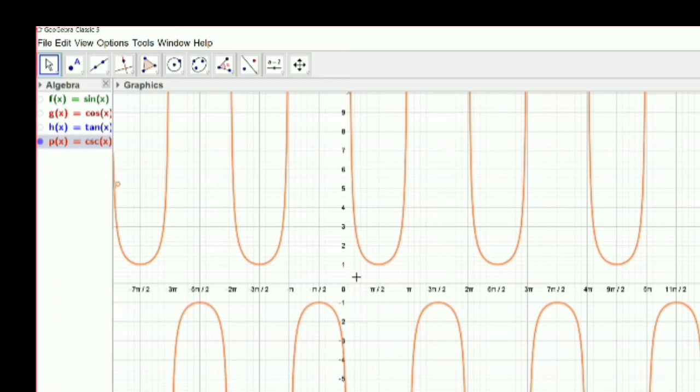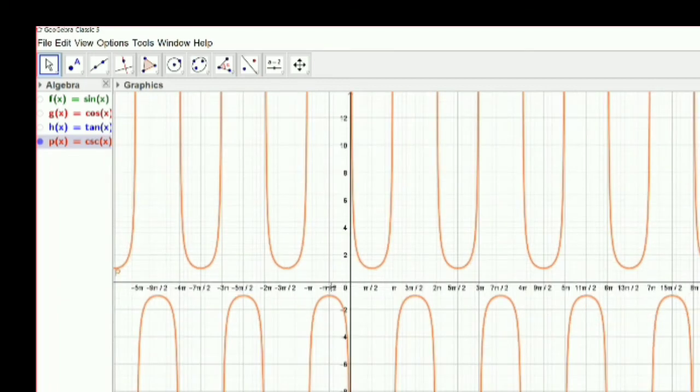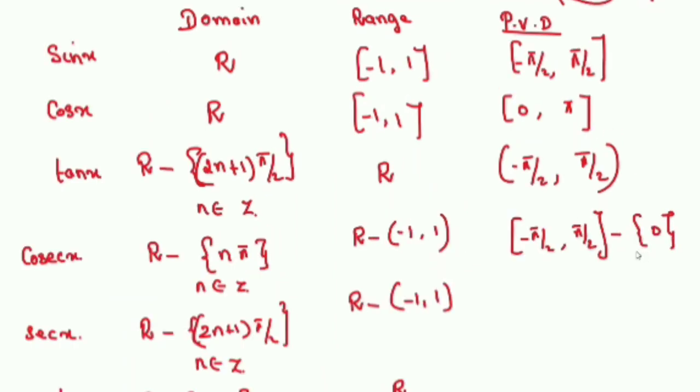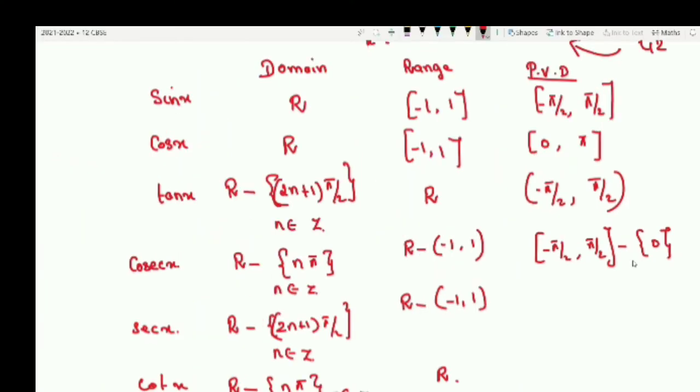At 0, what happens to this curve? Not defined. So the domain you cannot take as minus pi by 2 to plus pi by 2. See, at minus pi by 2 it is going to minus infinity, at plus pi by 2 it is going to plus infinity. In between, at 0, the function is not defined. It will be minus pi by 2 to pi by 2 minus 0. 0 should be excluded. Understood? Because at 0 we cannot define the function, so that should not be there in the domain.